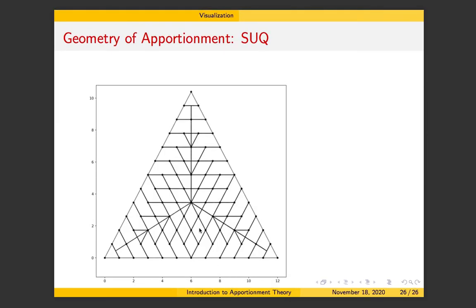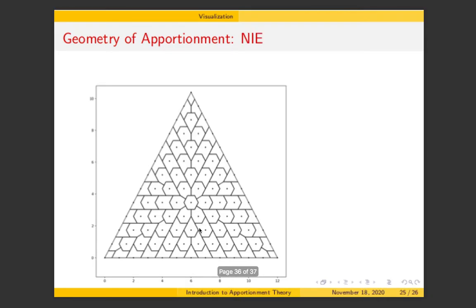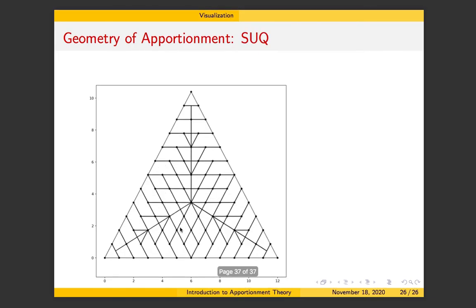Finally, here's what SUQ looks like with 12 delegates. This one's a little harder to read because in this one, the point's in the middle of the region, so the stuff surrounding that point flows there. Here, the points are actually on the boundaries of the regions. And what's happening here is, see this diamond right here? This diamond is all flowing to this point right here. This point down here. This diamond here, everything's flowing down to this point. And the reason there's downward movement, this little trapezoid here flows down to this point.